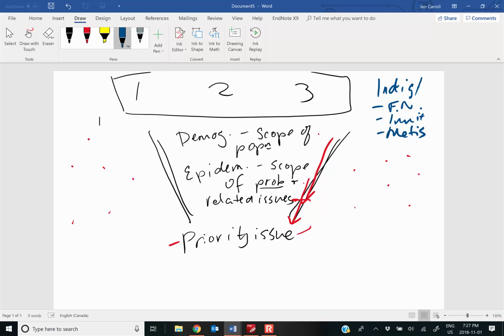So you might use that demographic to tell me, okay, among the Indigenous population, Inuit comprise this percentage, and First Nations comprise this percentage of the Canadian population. Here's a problem: mental health issues in the north are significant, and of those, suicidality is a major issue, and so that's going to maybe funnel down and become your priority issue as an example.